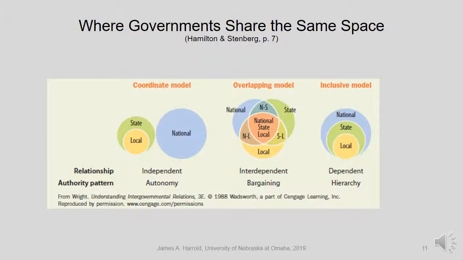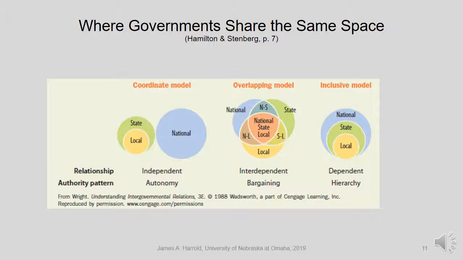Okay, so traditionally, we think of federalism using different models. And these are from an author named D.L. Wright, a scholar, D.L. Wright. He spent his entire scholarly career studying intergovernmental relations and federalism. And so he suggested three models, right? The coordinate model, the overlapping model, and the inclusive model. And these all had to do with the relationship between national, state, and local governments. And again, there's more than that, but simplistically, we think of three, right?